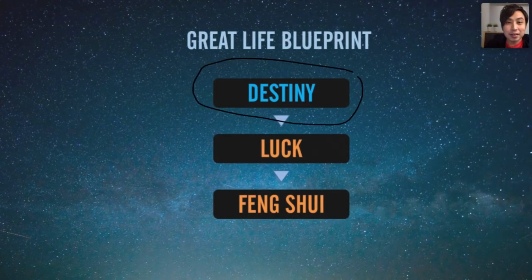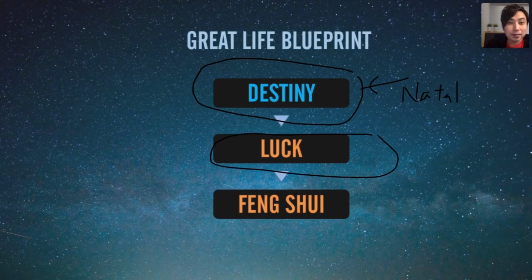Destiny represents your natal chart. Remember just now we were talking about your chart. There's a top part, the natal chart, and the bottom is the luck pillar. The top one is your destiny. So the first way to identify whether someone's destiny has power or is good is whether the destiny chart is good or not. If the destiny chart is not good, they tell you to look for the luck pillar. That's why they call it first destiny, second luck, third feng shui.